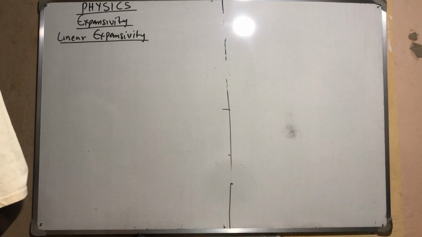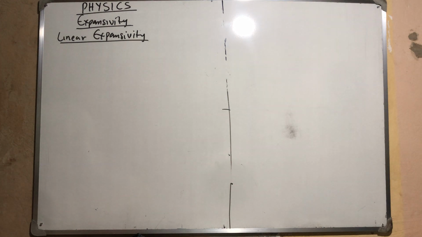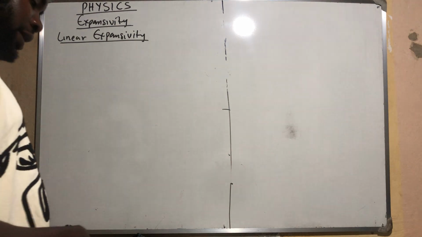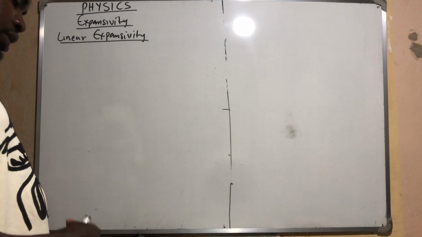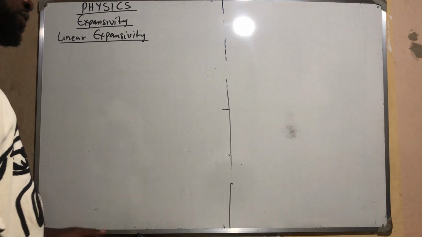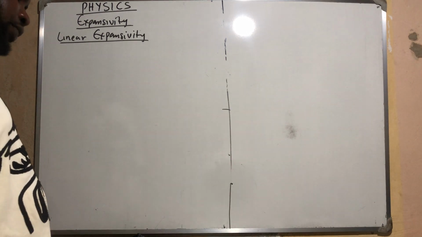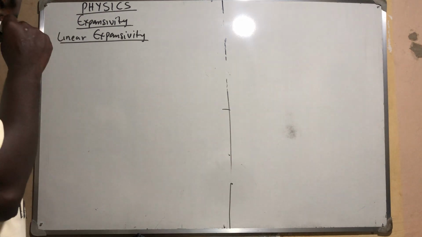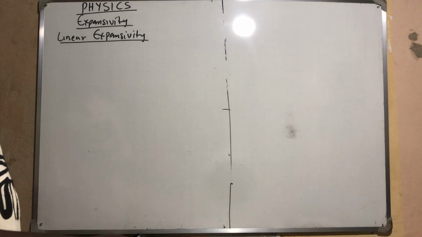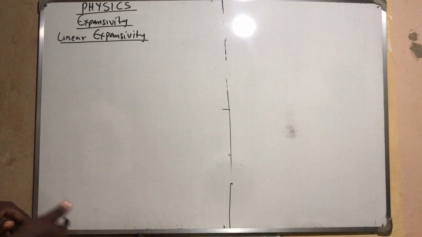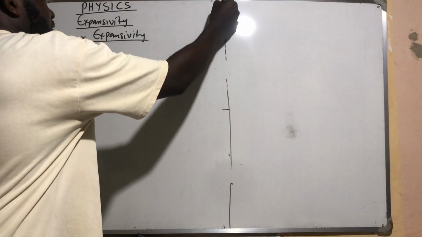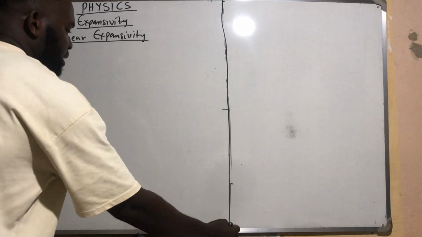Now let's talk about linear expansivity. Linear expansivity is defined as the change in length per unit change in temperature. Very simple. Or you can call it increase in length per unit increase in temperature. Note that linear expansivity is equally called the coefficient of linear expansivity. Sometimes they call it coefficient of linear expansivity or just linear expansivity. It is the increase in length per unit increase in temperature.